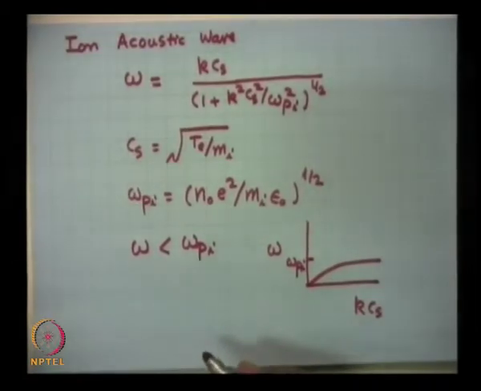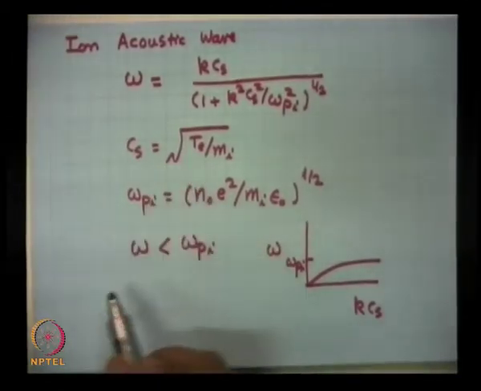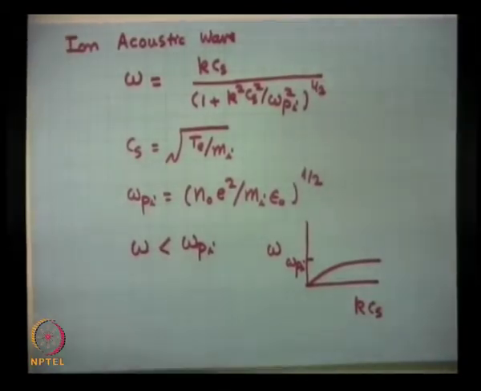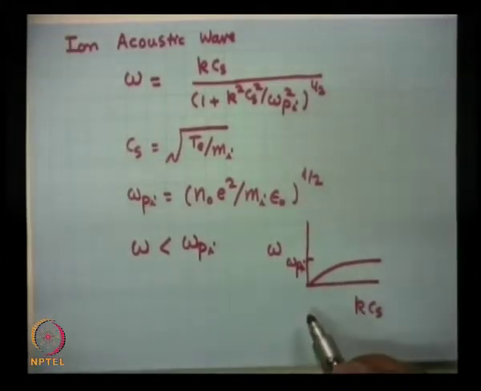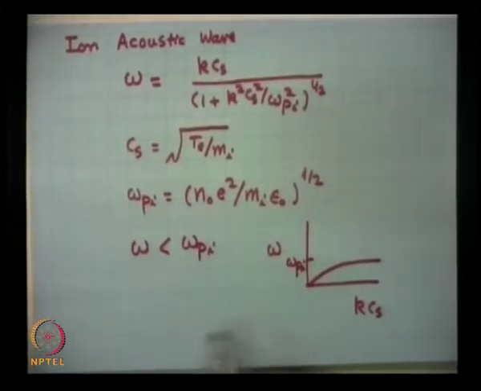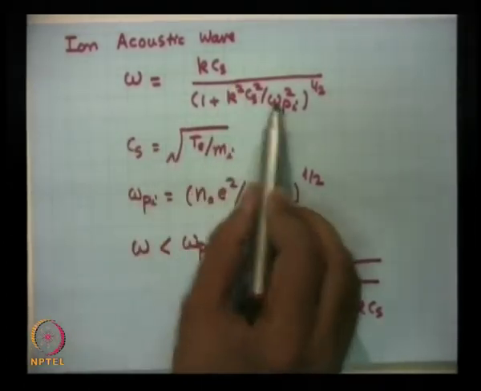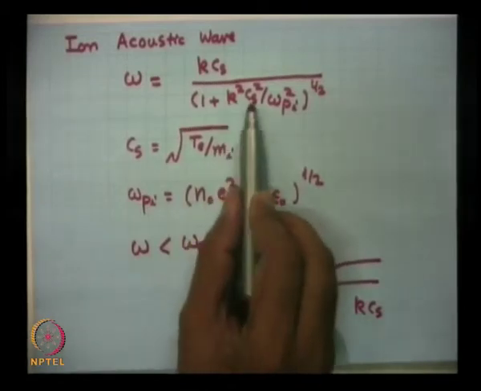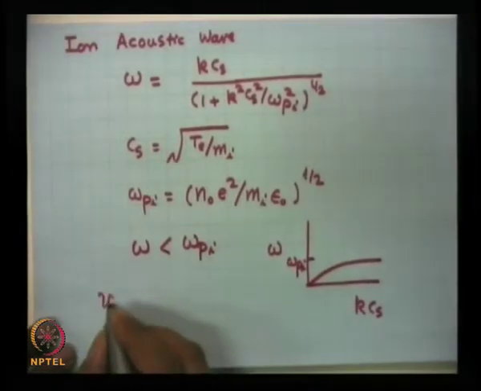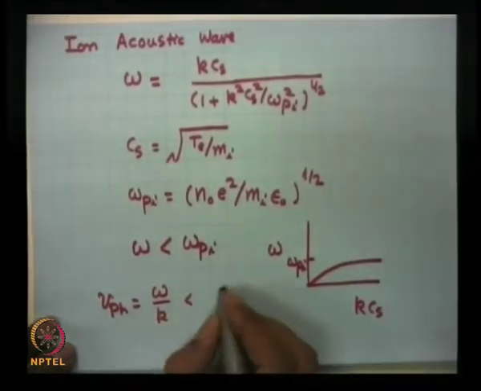But please remember, in the case of the ion acoustic wave, the velocity is much less than the electron thermal velocity, 50, 60 times or 100 times smaller. However, the ion velocity may be comparable to the velocity of the wave, especially if my k is large, then omega by k could be significantly smaller as compared to Cs. When K Cs becomes comparable to omega pi, there is a significant reduction. So, the phase velocity of this wave, V phase, defined as omega by k, is less than Cs because there is a factor underneath.